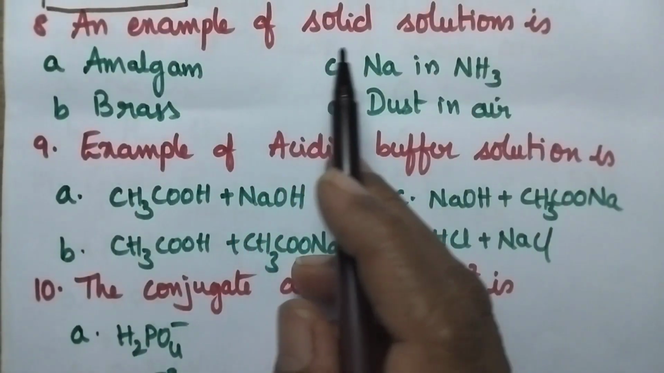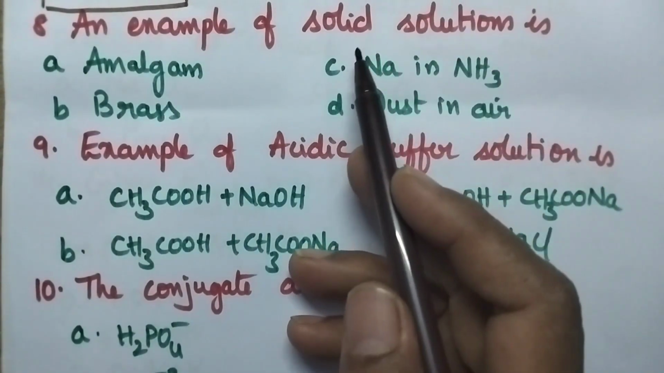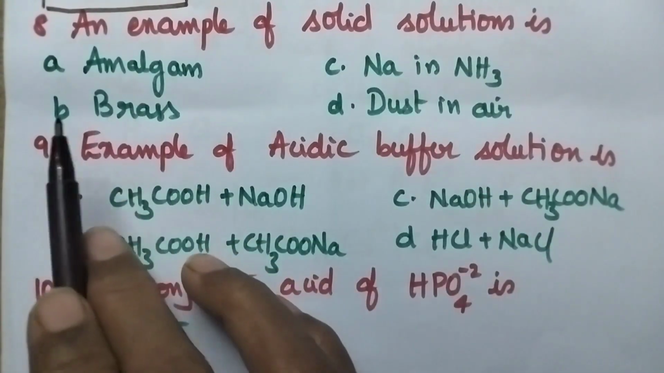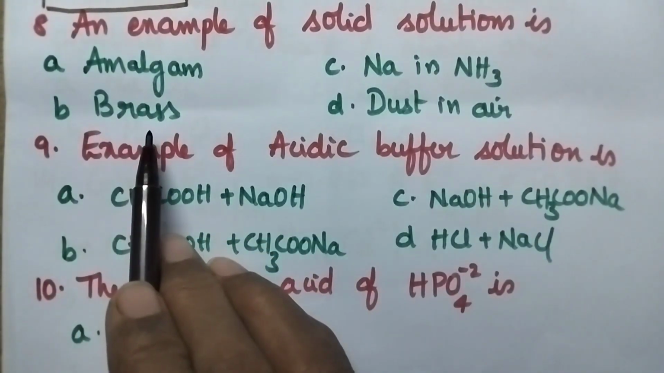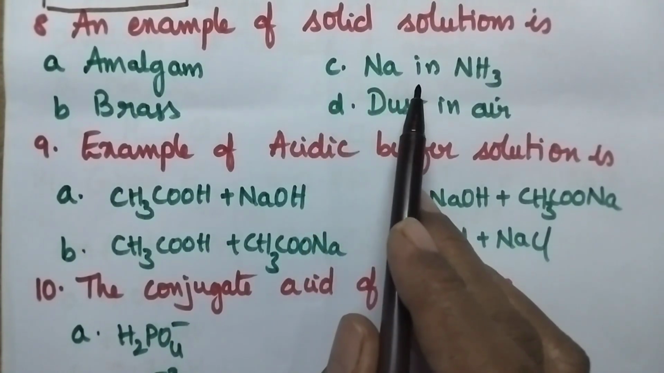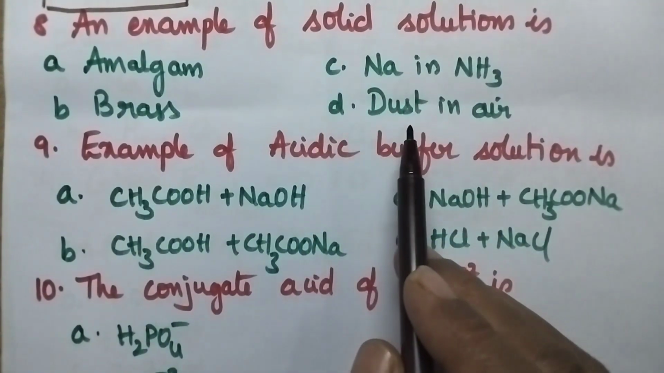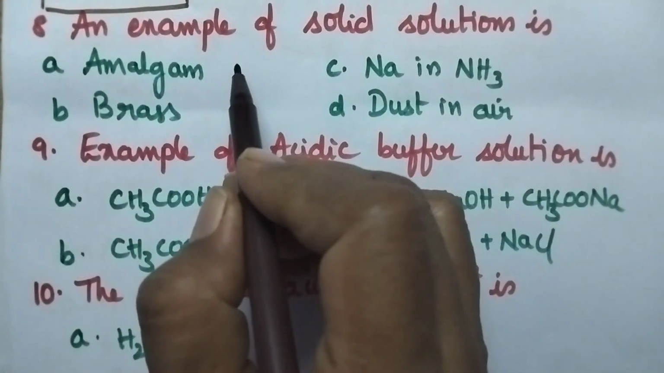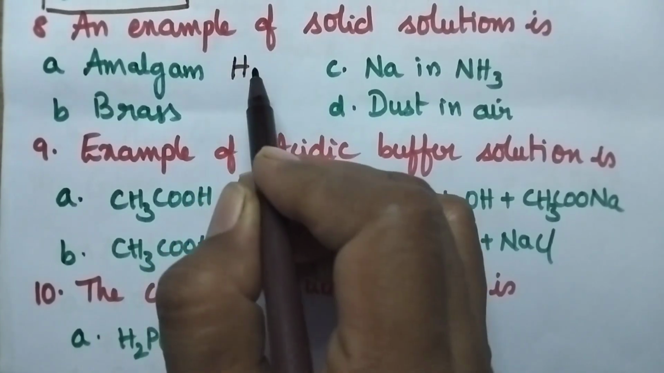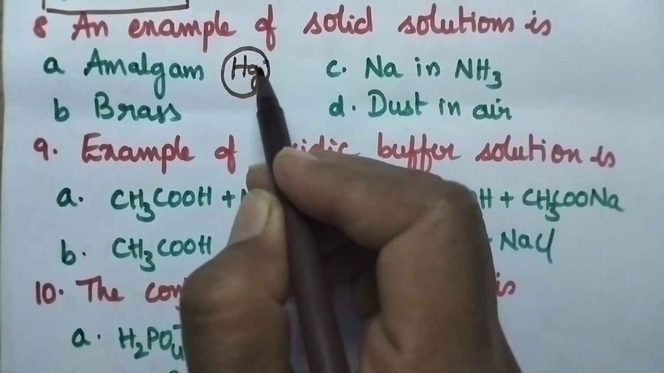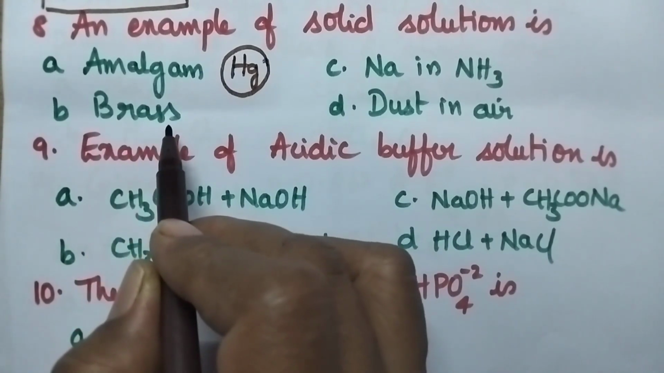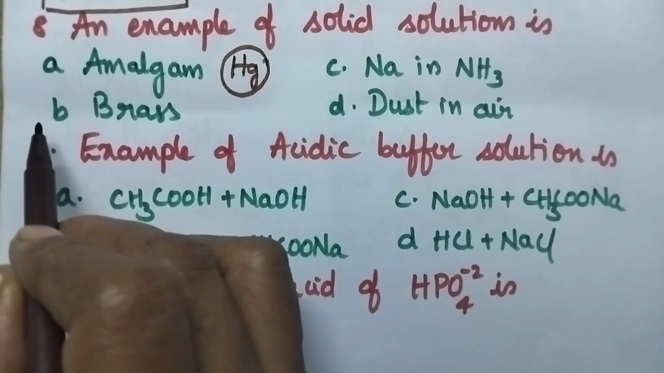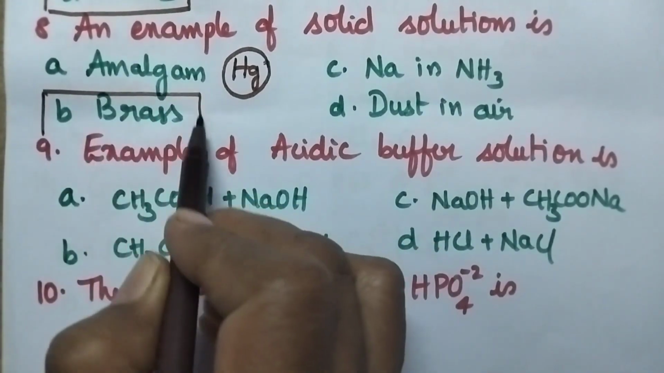An example of solid solutions is, solid solutions means both solute and solvent are present in the solid state. A, amalgam; B, brass; C, sodium in ammonia; D, dust in air. Amalgam means one of the metals is mercury, which is present in the liquid state. Coming to the brass, it is an alloy. So alloy means solid is dissolved in solid. Hence option B is the right answer.